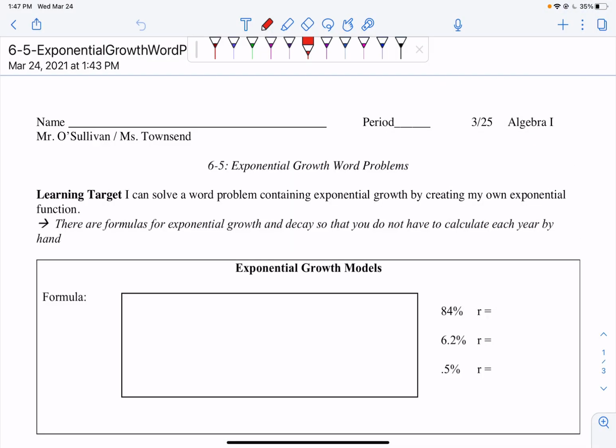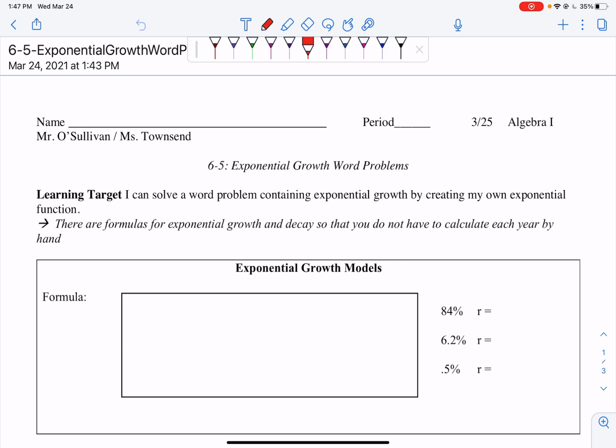Hi ladies, Mr. O'Sullivan. Today we're going to be looking at lesson 6-5, exponential growth word problems. Today's learning target is I can solve a word problem containing exponential growth by creating my own exponential function.